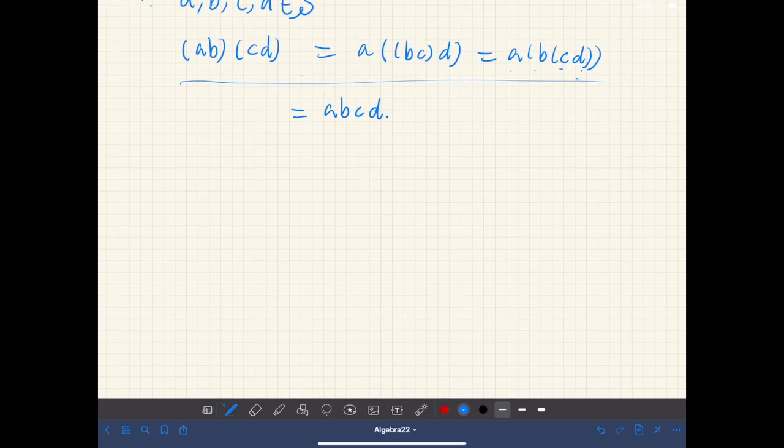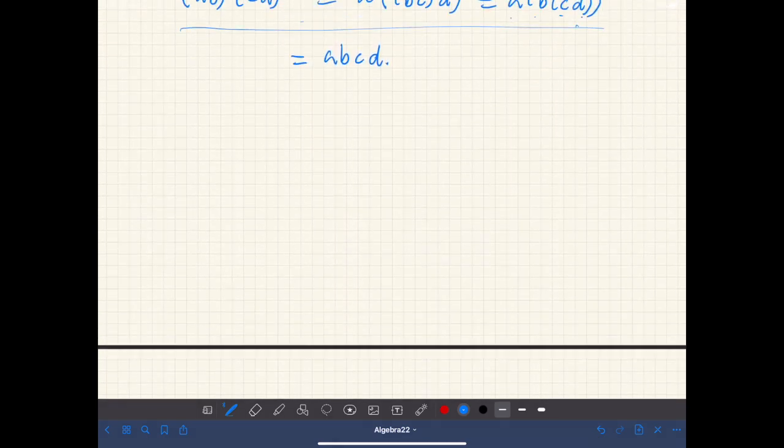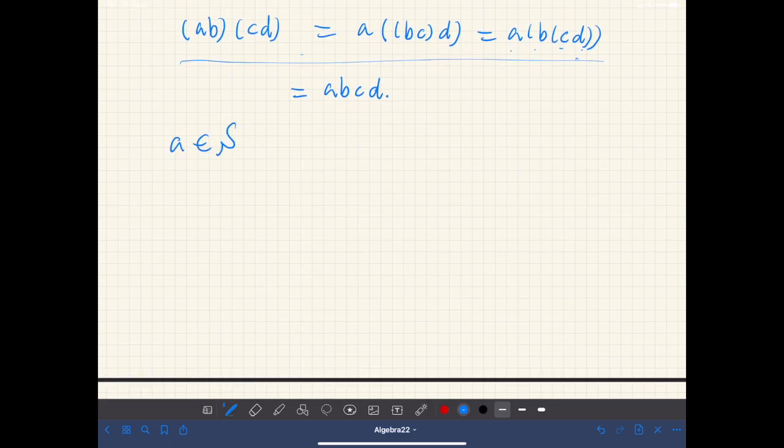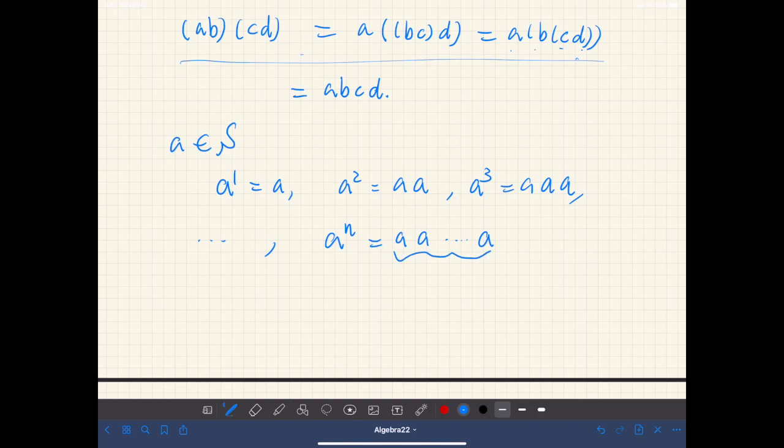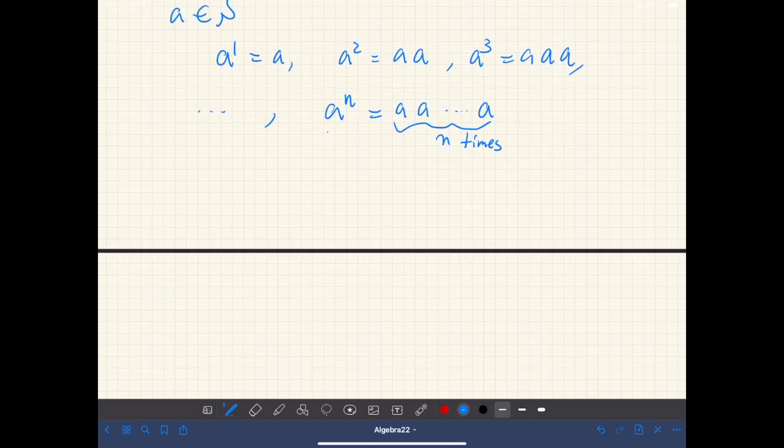Consequently, we can define the notion of powers. Let's say A is an element of S, then we can define A to the power of 1 as A, A to the power of 2 as A times A, A to the power of 3 as A times A times A, and so on. If we multiply the same element A N times, it's defined to be A to the power of N. And you should show that for M and N in natural numbers, that is 1, 2, 3, and so on, we have A to the power of M times A to the power of N is equal to A to the power of M plus N. You should try to show this.